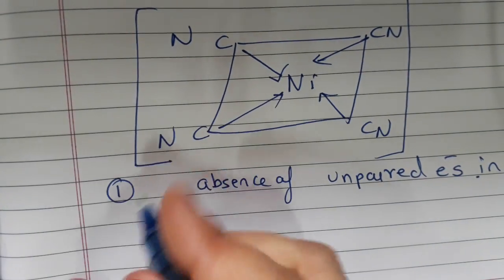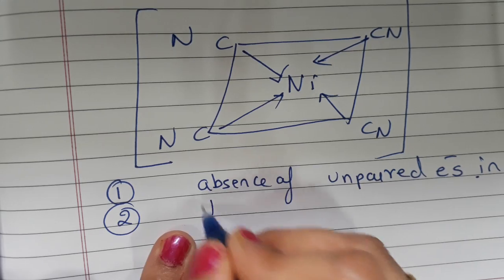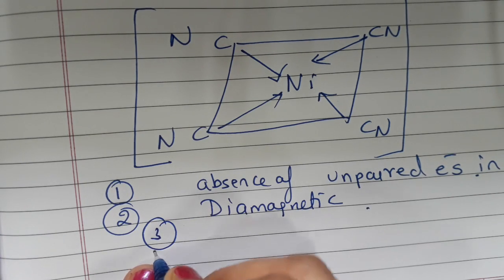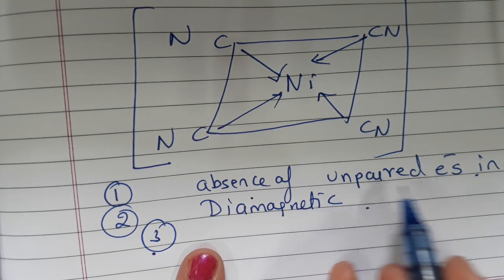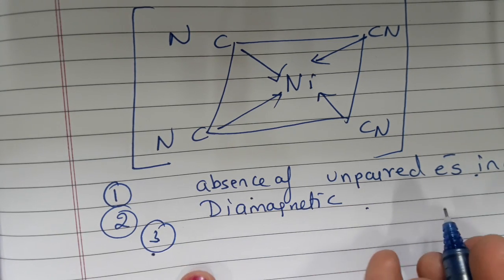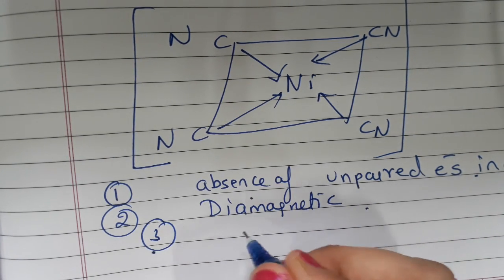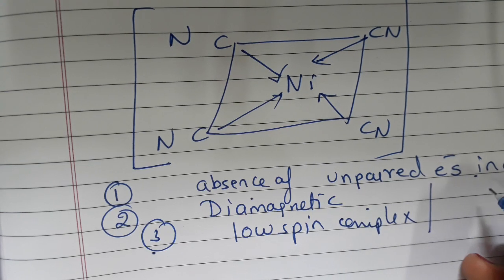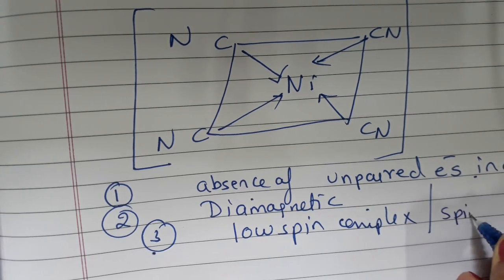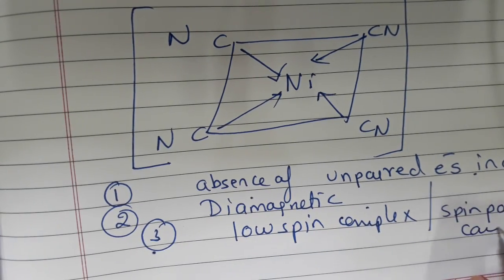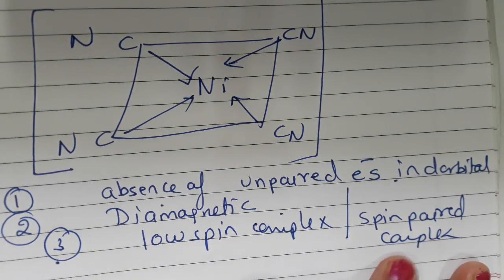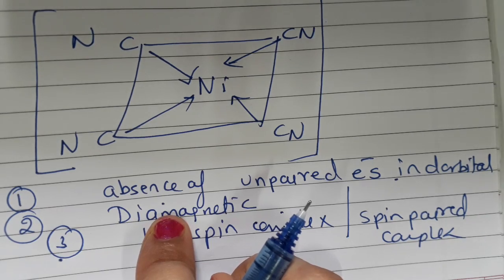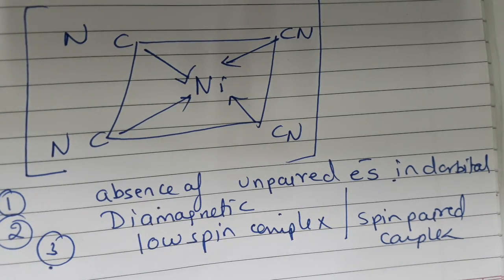So if all the electrons are paired up, it means this complex is diamagnetic. It is going to repel in the magnetic field. And the third point which is connected with this: if no unpaired electrons are there, all electrons are paired, so it is a low spin complex, or it is also known as spin paired complex. So it becomes very easy to identify the hybridization and whether the compound is diamagnetic or not. In this way you will be getting questions in your exams also.